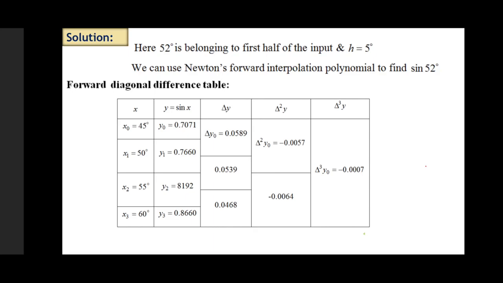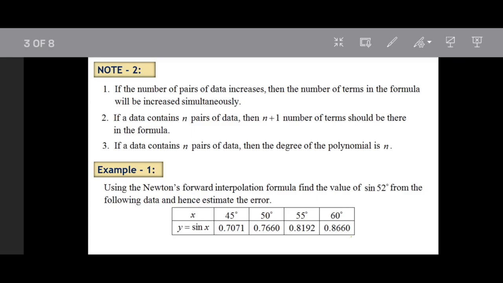Now let us move to example 1. Here we are asked to find the value of sine 52 degrees using Newton's forward interpolation formula. The given values are 45 degrees, 50 degrees, 55 degrees and 60 degrees. The corresponding values of sine x are also given. Our objective is to estimate sine 52 degrees. Before doing the calculation, make sure your calculator is set to degree mode. If it is in radian mode, your answer will be incorrect.